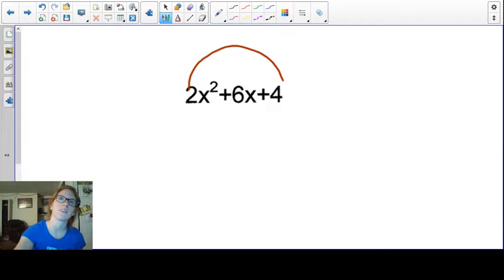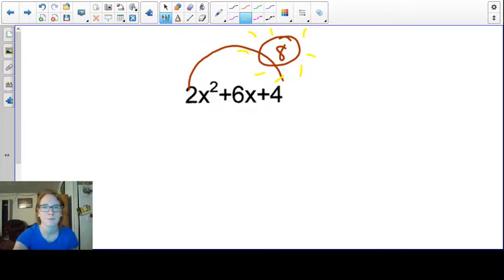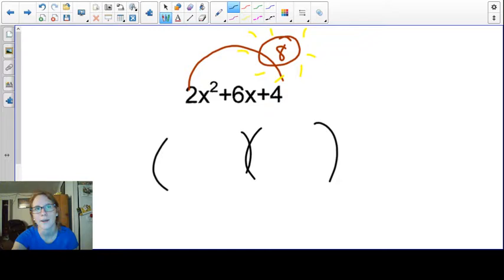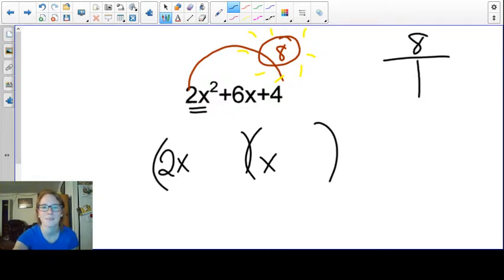On my nice, beautiful, sunshiny day, I have the multiplication of 2 and 4, which gives me 8. See that? Sunny day. On my nice sunny day, I'm going to go head home. When I go home, I look at my blinds. They look a little bare. In my blinds, I have 2x and x. I'm going to figure out what goes into 8, but adds to 6.